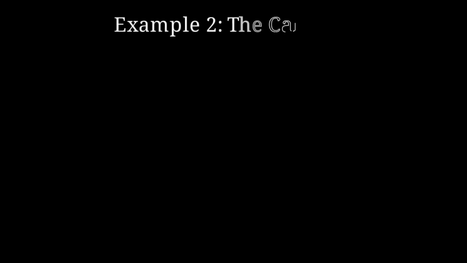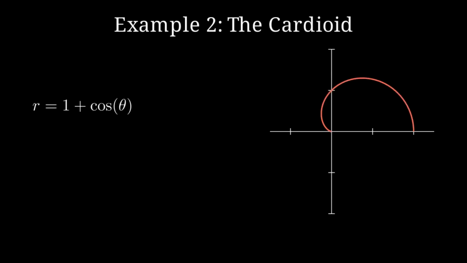Now let's try a more interesting shape, the cardioid, defined by r equals 1 plus cosine theta.